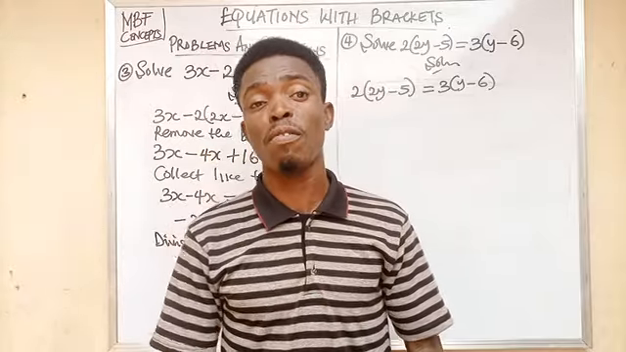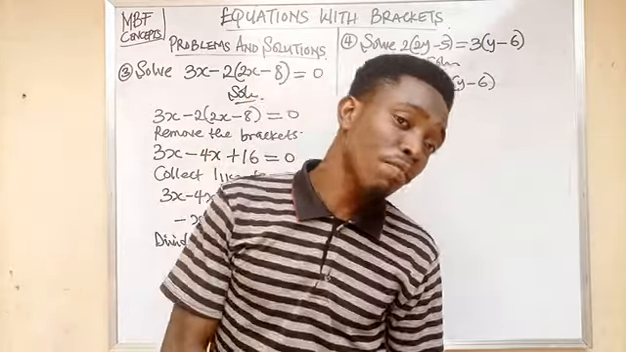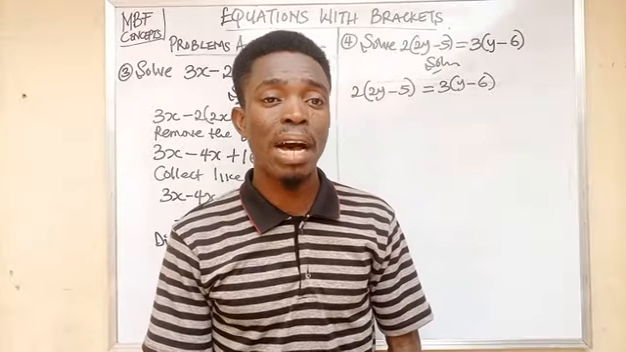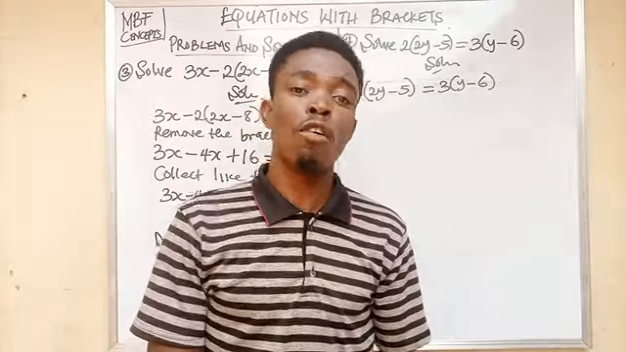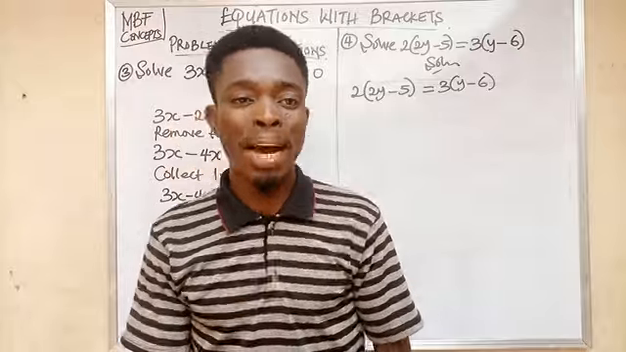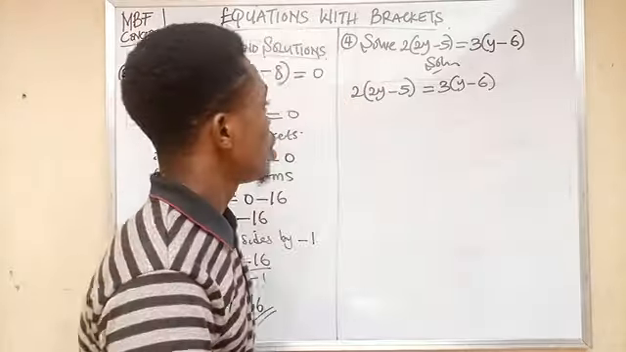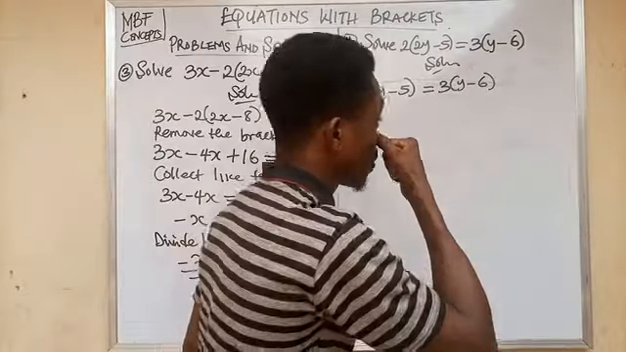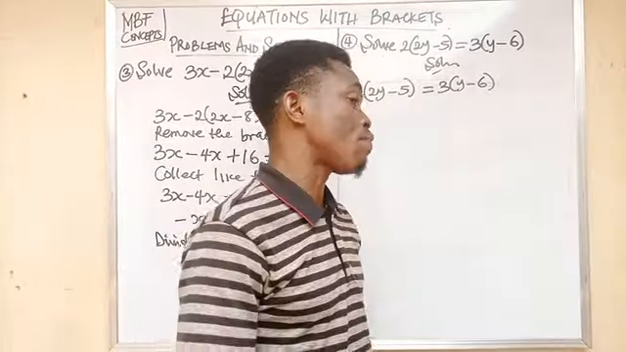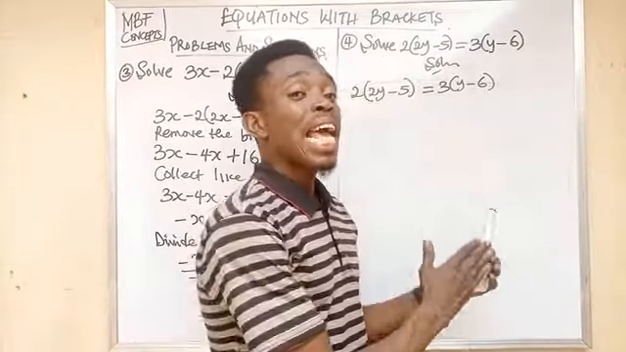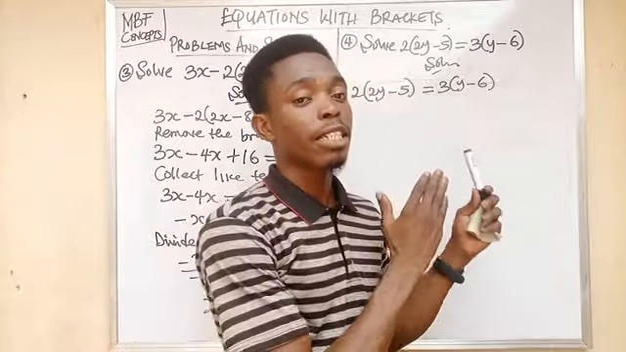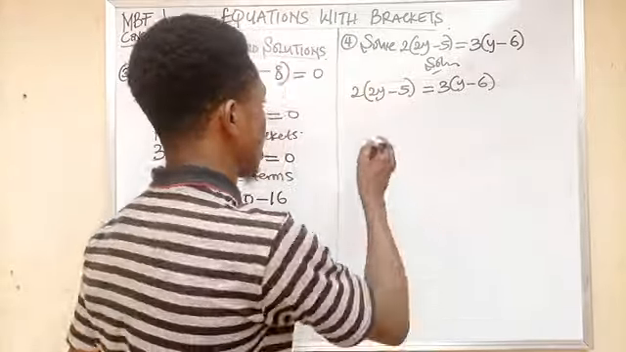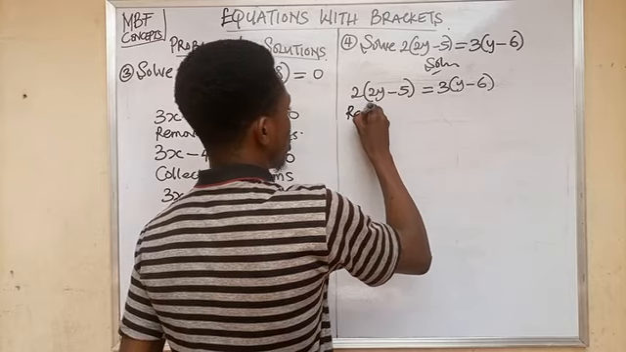the multiplication factor. And the multiplication factor of any bracket is the number that is rightly in front of the bracket without plus or minus in between them. All right. So in this case, the multiplication factor here is 2, while for the second bracket, the multiplication factor is 3. And that multiplication factor, we multiply everything inside the bracket. Are you there?